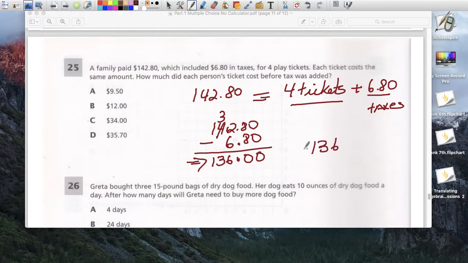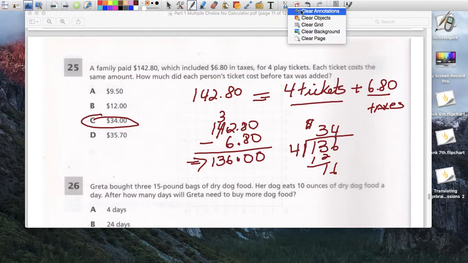Now, you can easily find out how much a ticket was by dividing. 4 goes into 13, 3 times, 12. 1, 6 comes down, 4 goes into 16, 4 times. So each ticket cost $34. So the main thing here is that you needed to subtract the taxes and then find out the price of the tickets before taxes, because that's what the question asks.